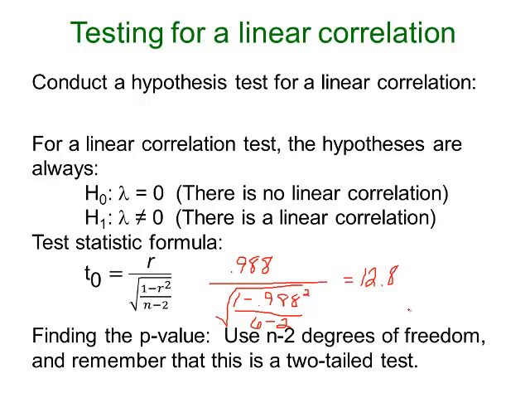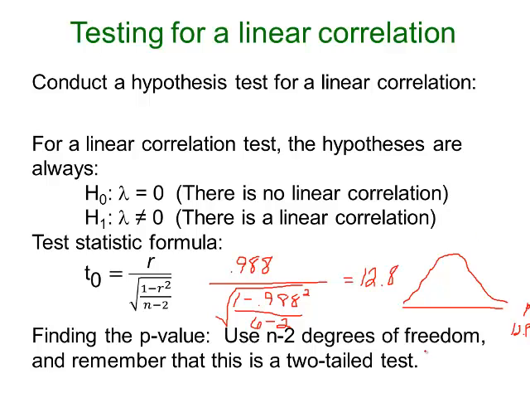Now that is a big value for a test statistic. And remember, we're using the t-distribution. So here's our distribution. 12.8 would be way over here somewhere on the right, so I'm going to put it as far over here as I can on this. Now, since we're doing a two-tailed test, we're just going to look at whatever tail our test statistic is in, which would be the right tail. So we're finding the area in the right tail past 12.8.